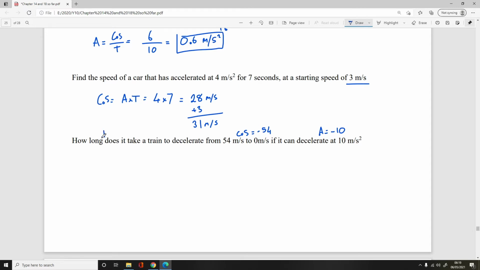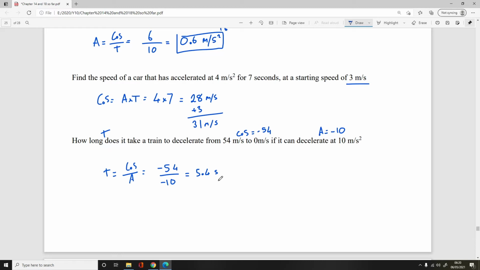And we want time. So again, according to our triangle, time is equal to change of speed over acceleration. So that would be equal to minus 54 over minus 10. That would be 5.4 seconds. Cool. So that's the general idea with the triangle.